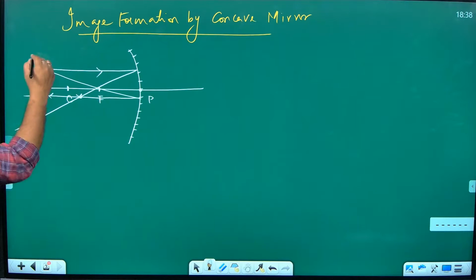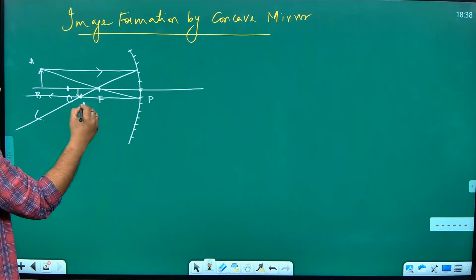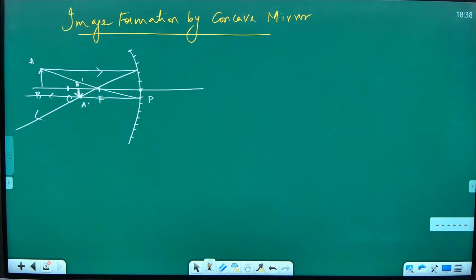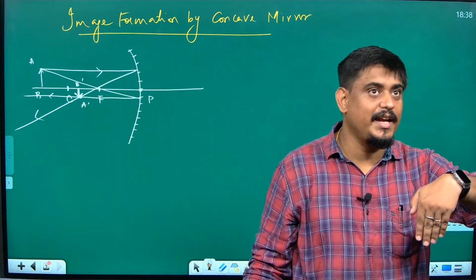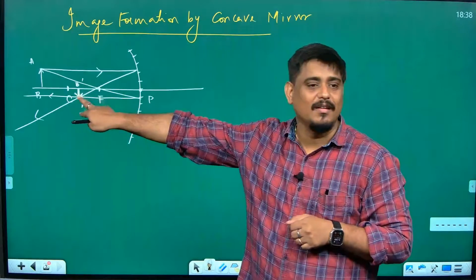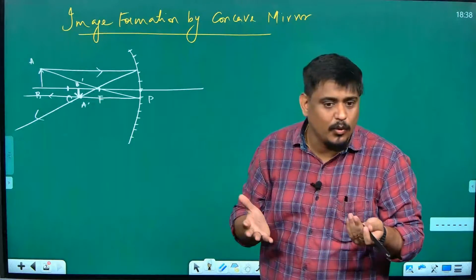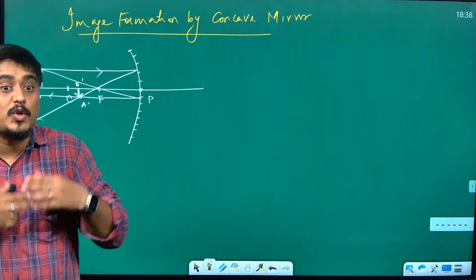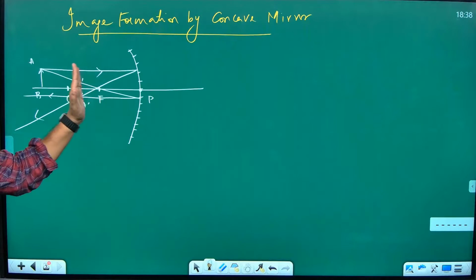And for drawing the tail, I should draw a straight line. So, I am drawing straight line. AB, I got A dash, B dash. So, can you see how the A dash, B dash formed? A dash, B dash became inverted. A dash, B dash became small. And where is the image forming? Inside the mirror? No. Somewhere between C and F. So, if you want to see the image, you should have the screen here between C and F.